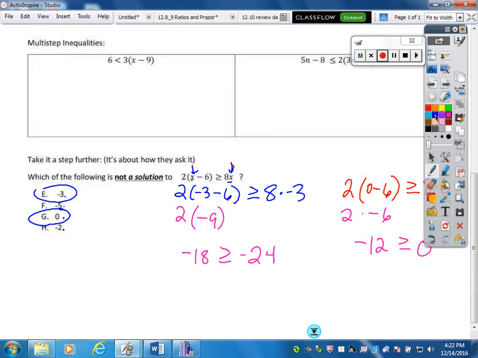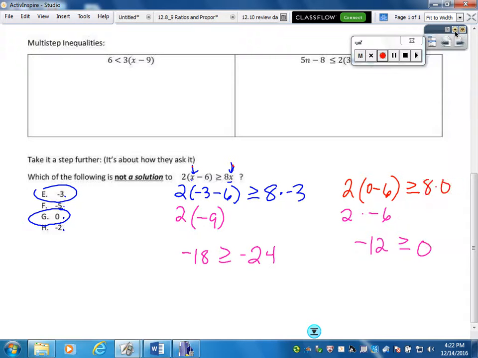So remember, one of these worked, one of these didn't. Can you tell the difference? Is negative 18 greater than or equal to negative 24? And that's true. The smaller the negative, the bigger it is. Over here, I've got that a negative number is bigger than 0, and that's definitely not true. So that's why we knew that this one was a solution, therefore it's not the answer. And this one was not a solution, and therefore what we were looking for right there.